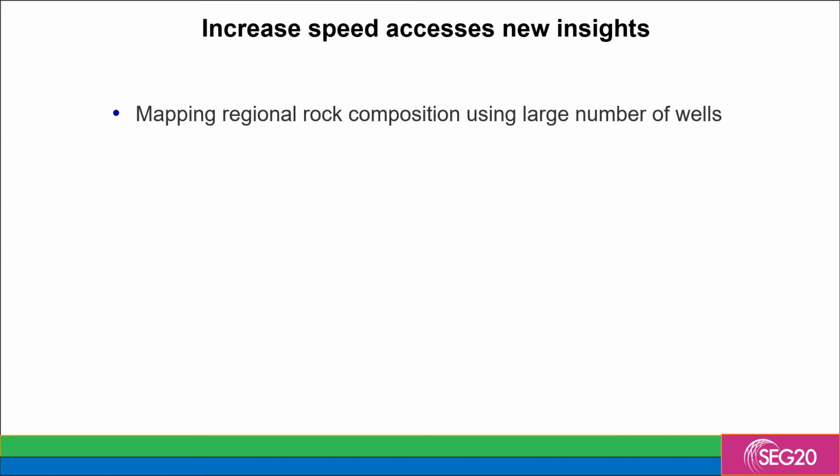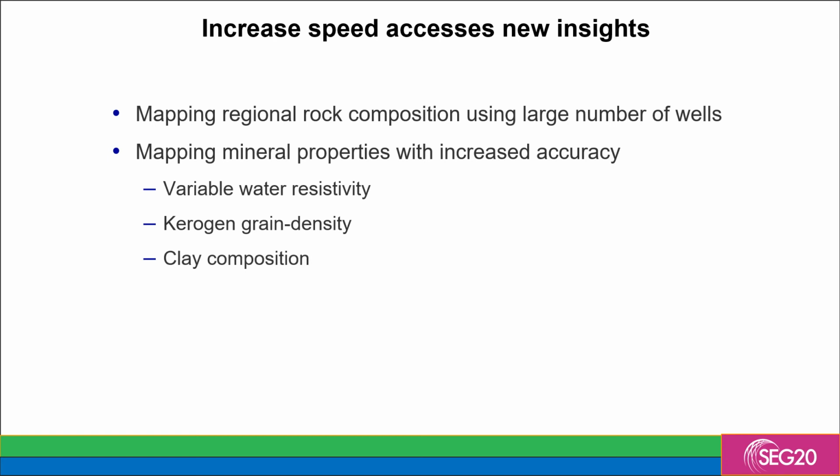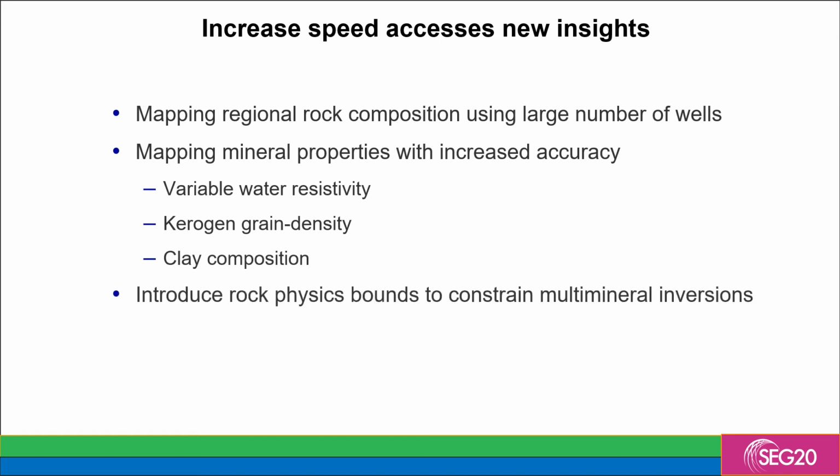Also, since one of the products of the optimization is an updated matrix of mineral constants per well, we can, after proper calibration and quality control, map mineral properties with increased accuracy. We'll also see examples of this shortly. For instance, we have mapped changes in water resistivity, kerogen grain density, and clay composition. And more recently, we've been using also rock physics bounds on elastic logs to constrain the multimineral inversion. So let's see a few more applications.